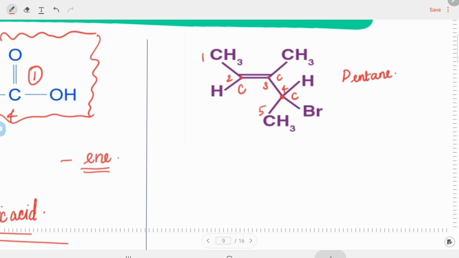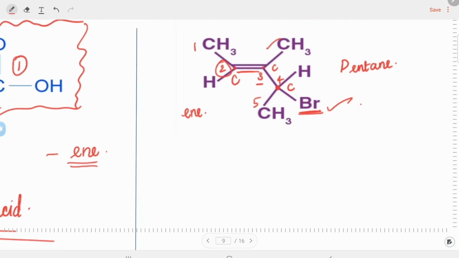And we see the fourth position contains a bromine group, and bromine is a substituent. Therefore, it comes as a prefix. And then we have a double bond, and we have a double bond at the second carbon. Therefore, we have 2-ene, and we have a methyl substituent at the third position.